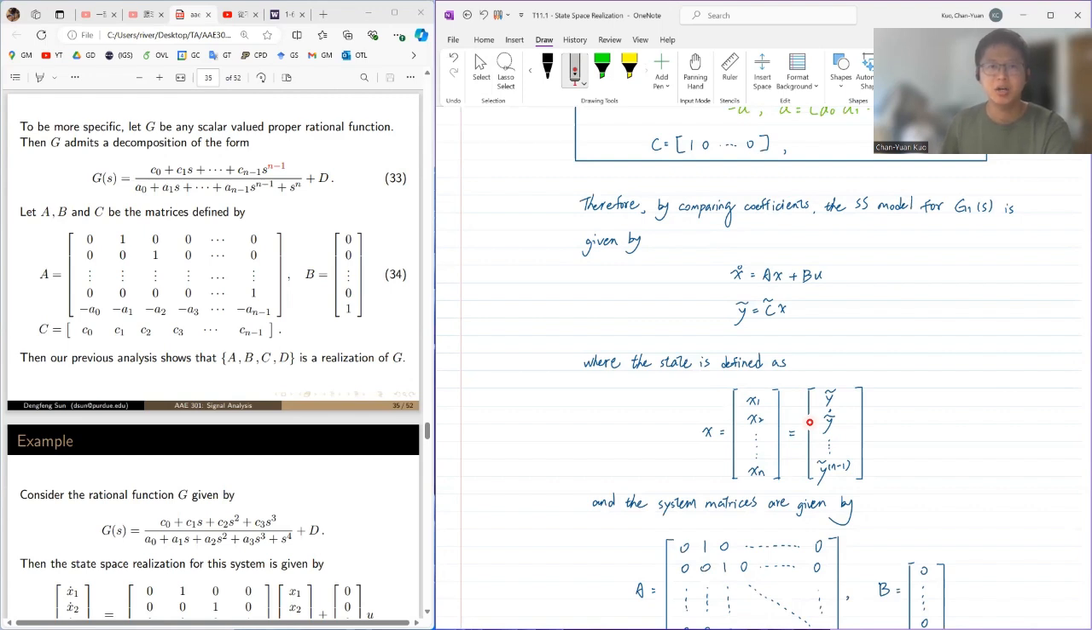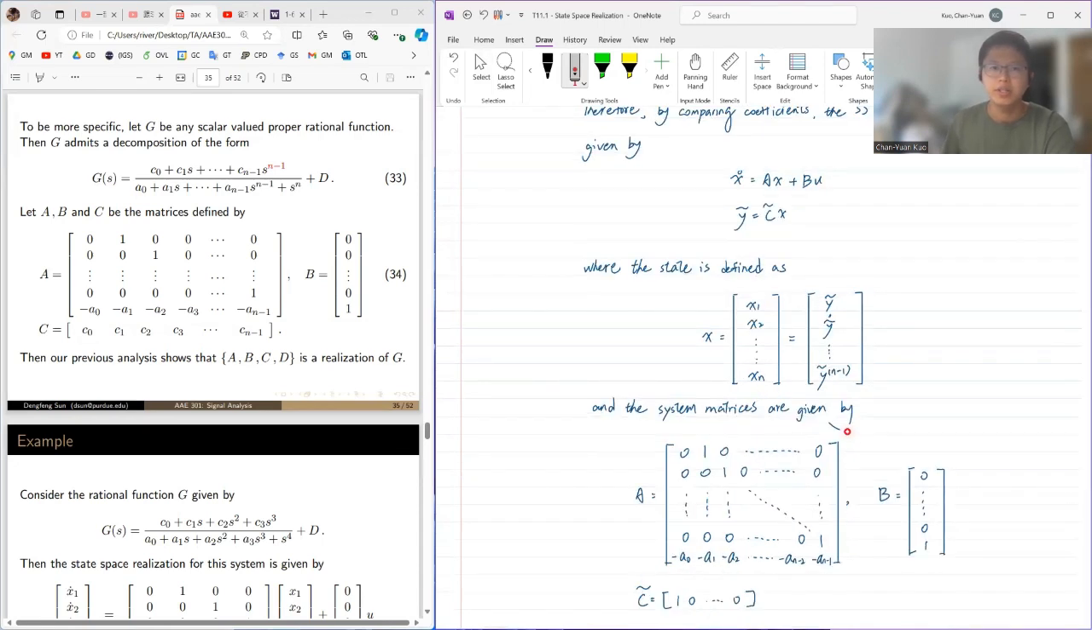Specifically, a state space model for the LCC ODE associated with the transfer function g1 of s consists of the state dynamics equation x dot equals A x plus B u, and the output equation y tilde equals C tilde times x. Here, the state x is an n vector with each state variable xi defined as the i-1 derivative of y tilde, and the system matrices A, B, and C tilde are summarized here.